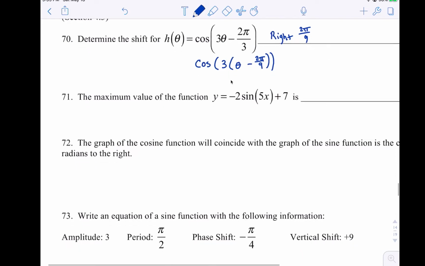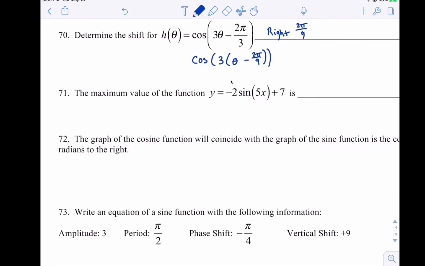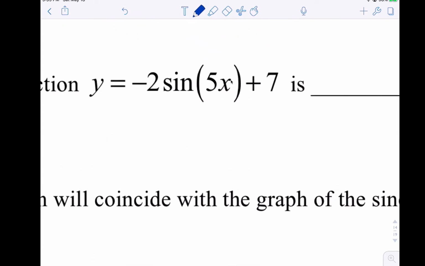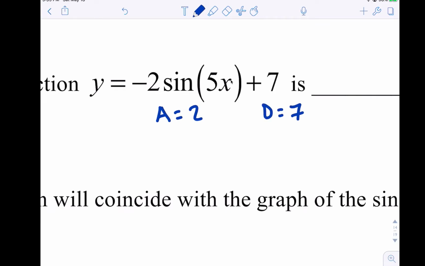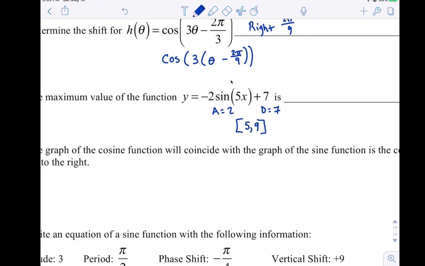All right, 71, maximum value. I know that my amplitude is 2, and my axis is at 7. So I'm going to go 2 above and 2 below my axis, so my range is going to go from 5 to 9. So my maximum value is going to be positive 9.